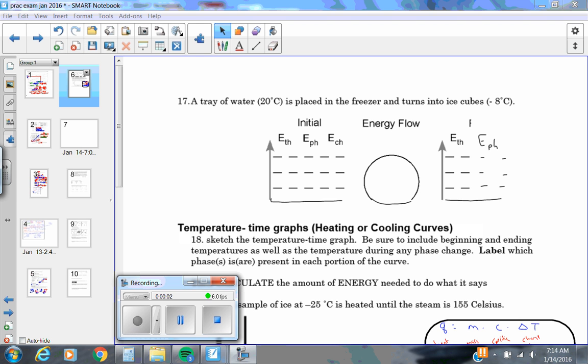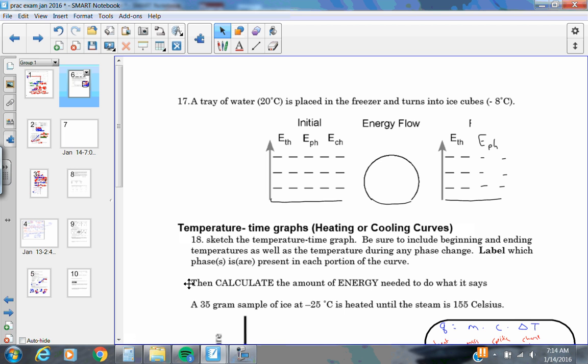Page 5, another LOL or heat diagram. A tray of water is placed in the freezer and turns into ice cubes. Got some temperatures there, but the temperatures aren't really crucial to be graphed. We just need to think about how much heat there really is. What are we focusing on? Water. That is our system.